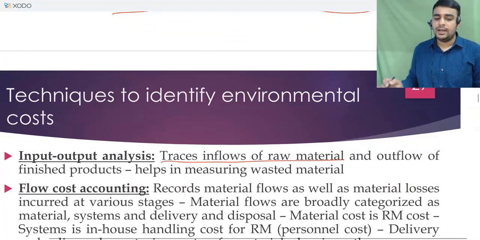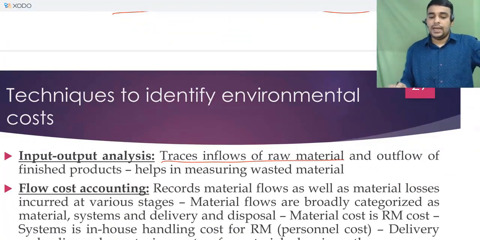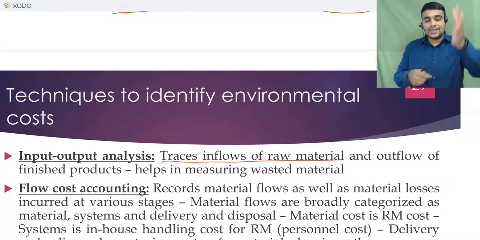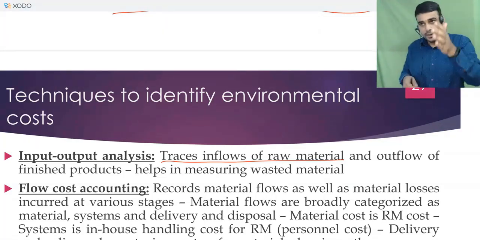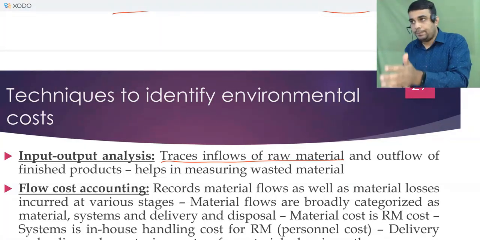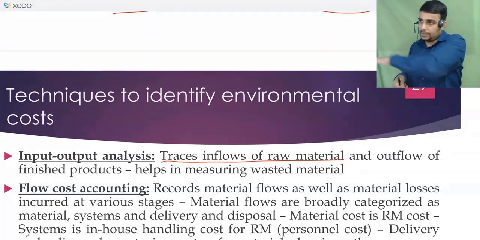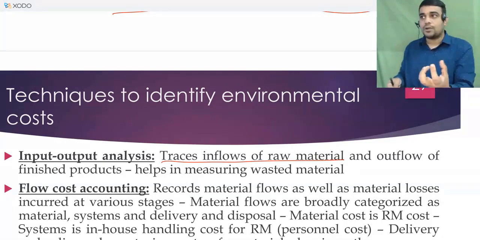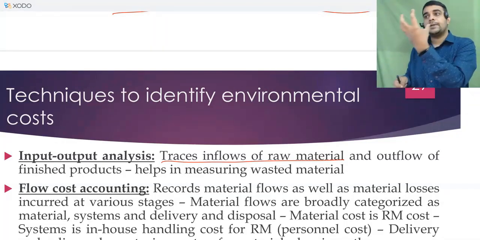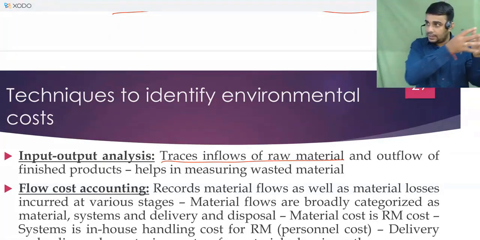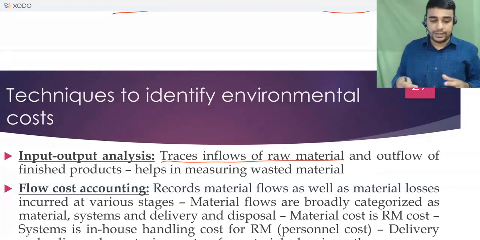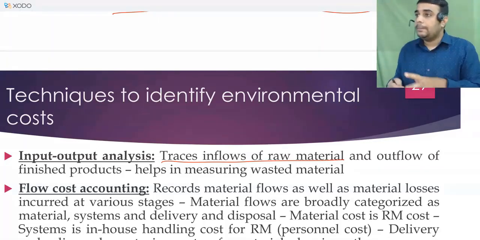Tracing inflow of raw material and outflow of finished product helps in measuring wasted material. Flow cost accounting also records this material flow as you move from one stage to another stage. Raw material stage, then WIP1, WIP2, WIP3, WIP4, and becomes a finished product. What is this WIP1, WIP2? Raw cotton, then it becomes something called ginned cotton, then it becomes yarn, then it becomes a fabric, then it becomes a garment. These are the various processes of manufacturing a shirt. So these processes need to be done. Flow cost accounting will record the material flow.